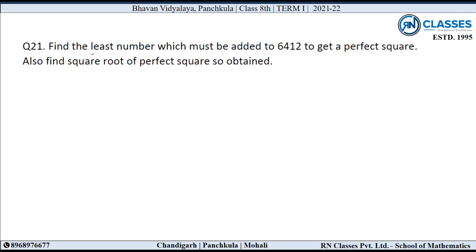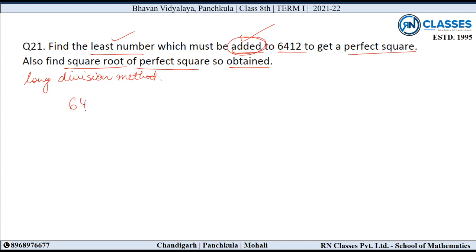Right. Least number which must be added to 6412 to get a perfect square, and the square root of the perfect square obtained. Okay. It is an addition question. What will we do? We'll use the long division method. Long division method. Because it is an addition question, we cannot do anything else. Least number. Done. Let's find it. 6412. Done. So make pairs first. Pairs are made. Now, start with 8. 8 eights are 64. Okay, subtract it. Becomes 0.